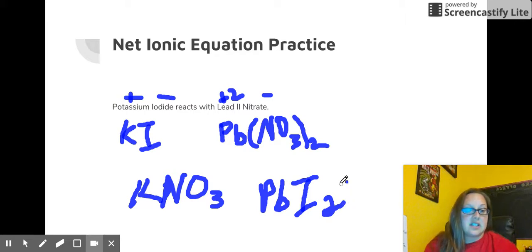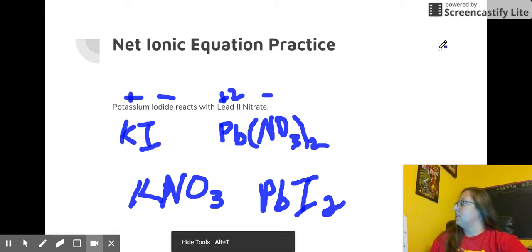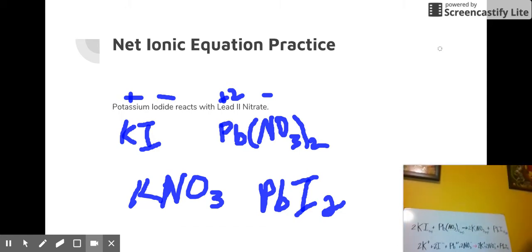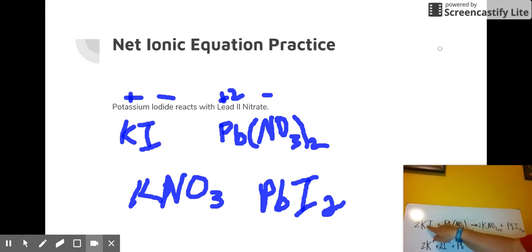Now, obviously, this isn't how you write a reaction. It's just so I can have enough room here. This is what you'll actually see. So what I have at the very beginning is KI plus Pb(NO3)2 yields KNO3 plus PbI2. So that is our equation that we have there.